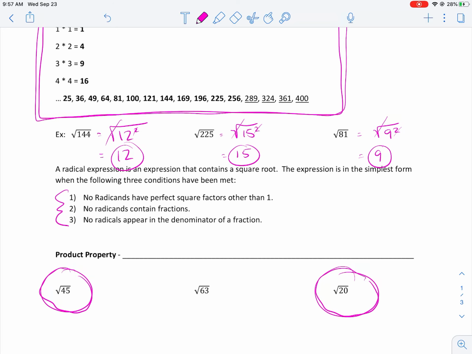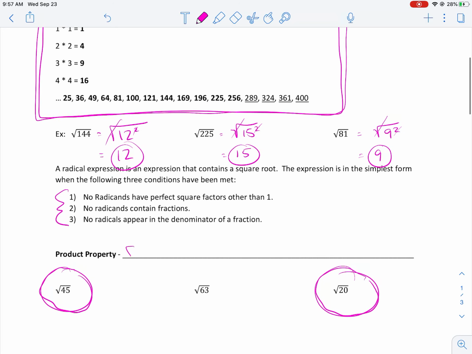Okay, so the first part, product property. What this states is for 2 numbers, a and b, greater than or equal to 0, which means they cannot be negative, we get this property. Square root of ab is equal to the square root of a times the square root of b. So what this property allows us to do is break up any factors underneath the radical. This expression is still the same, we're just kind of expanding it, if you will.